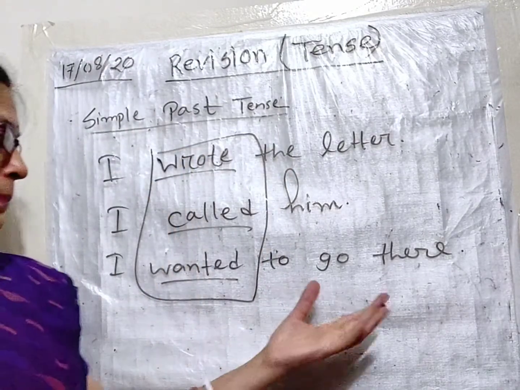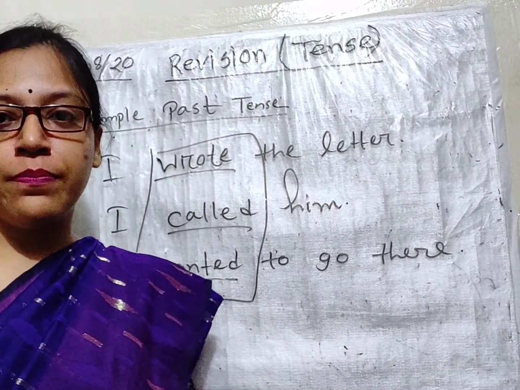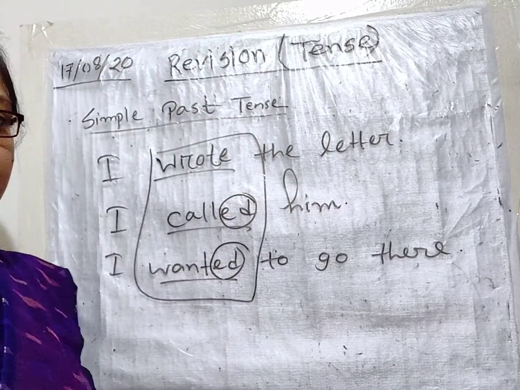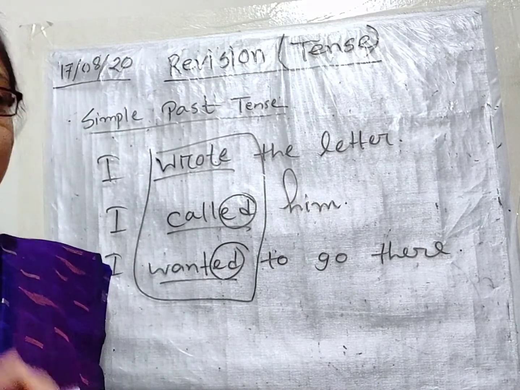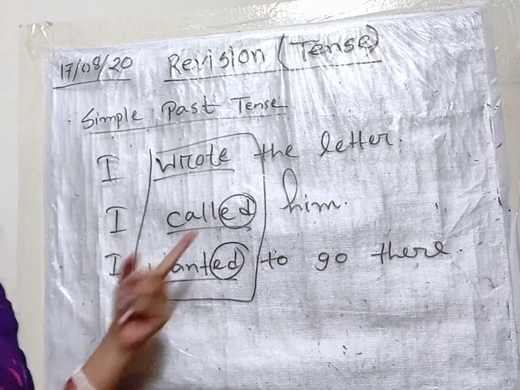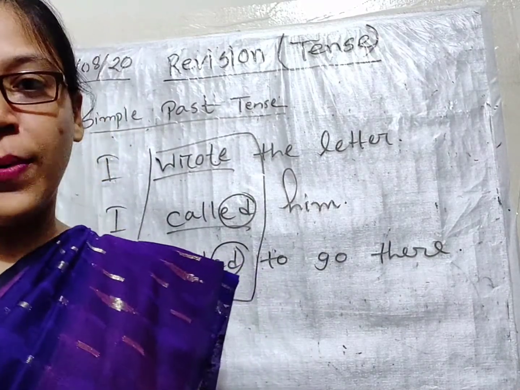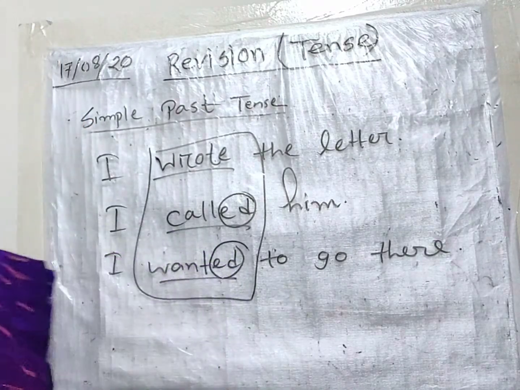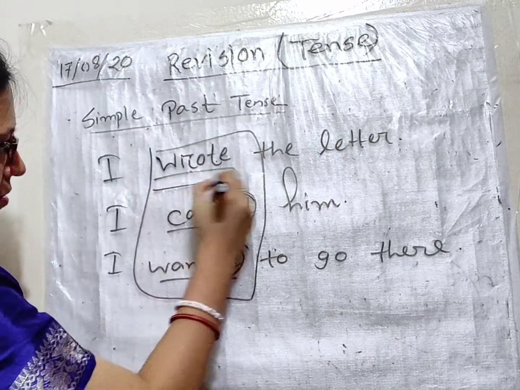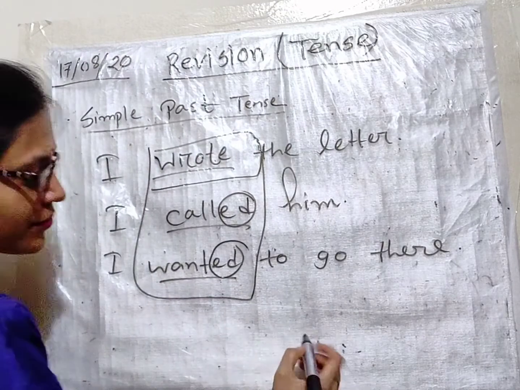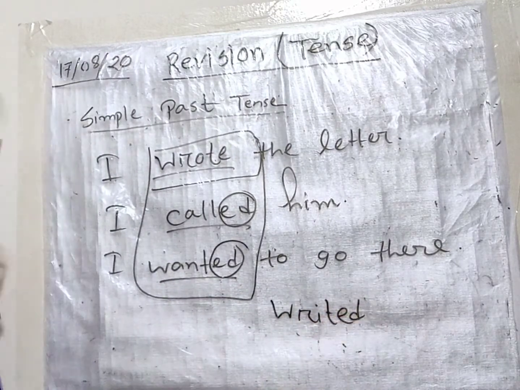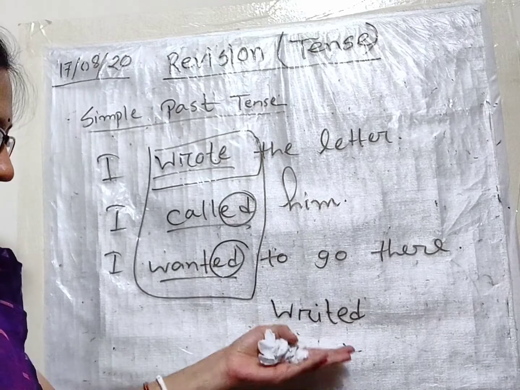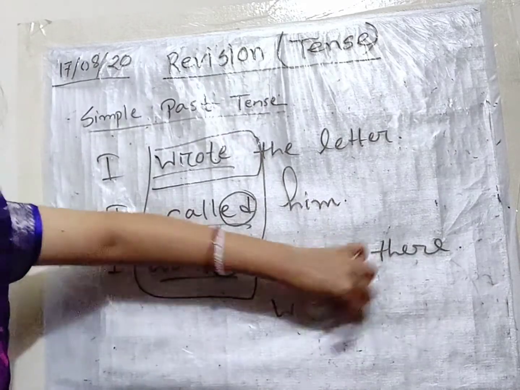For example, we can usually form past tense by simply adding ed at the end of the verb, right? But there are some exceptions where you cannot make past tense by simply adding ed at the end of the verb. One example of this kind is wrote. We cannot write "writed" to make it past tense, because this is not the right form of past tense. So these are the exceptions.